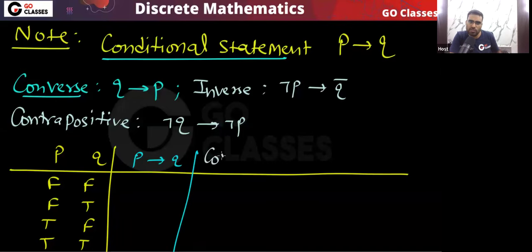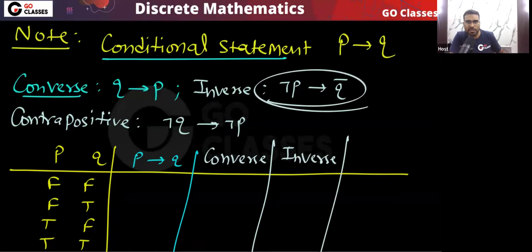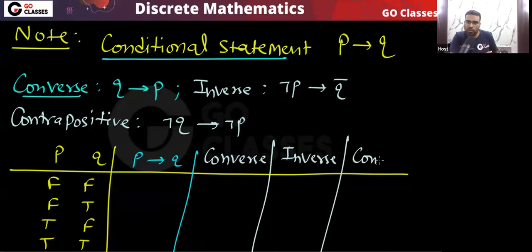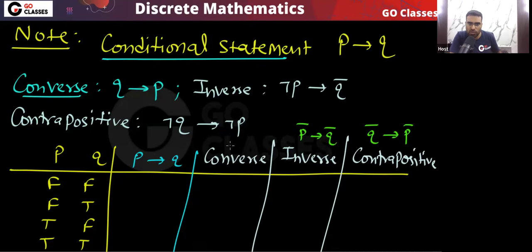What is the converse? That is Q implies P. What is the inverse? That is negation P implies negation Q. And what is the contrapositive? Let's create the truth table of each of them. The contrapositive is Q bar implies P bar. The inverse is P bar implies Q bar. And the converse is Q implies P.